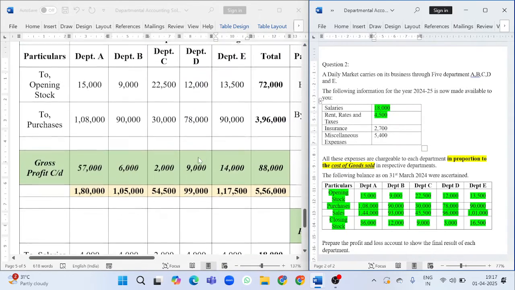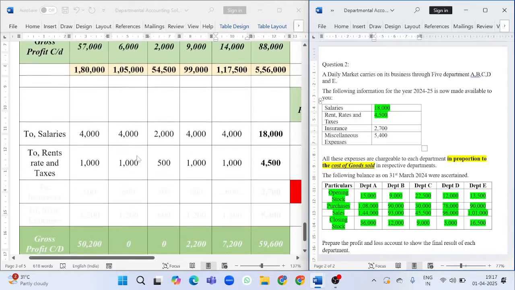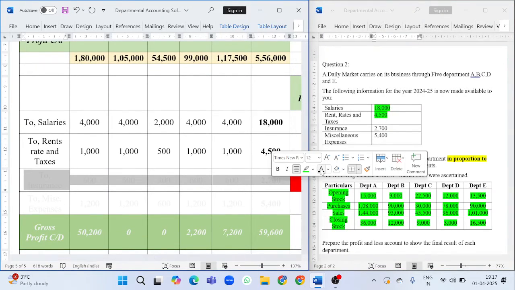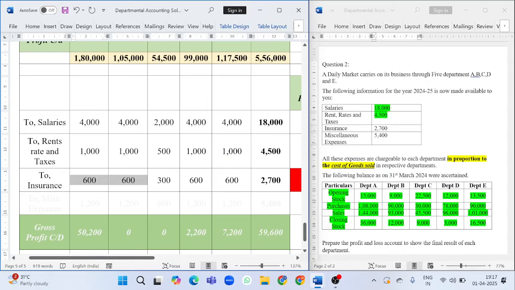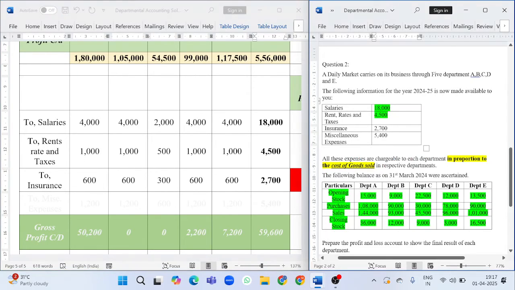Next is insurance. So again we have divided the insurance. The total insurance is 2,700. We have divided the expenses into individual departments. Departments A, B, D and E it is 600 rupees, and department C it is 300 rupees. So for insurance, departments A, B, D and E have 600 rupees each, and department C it is 300. And when you check the total here, it is again tallied to our question, that is 2,700.